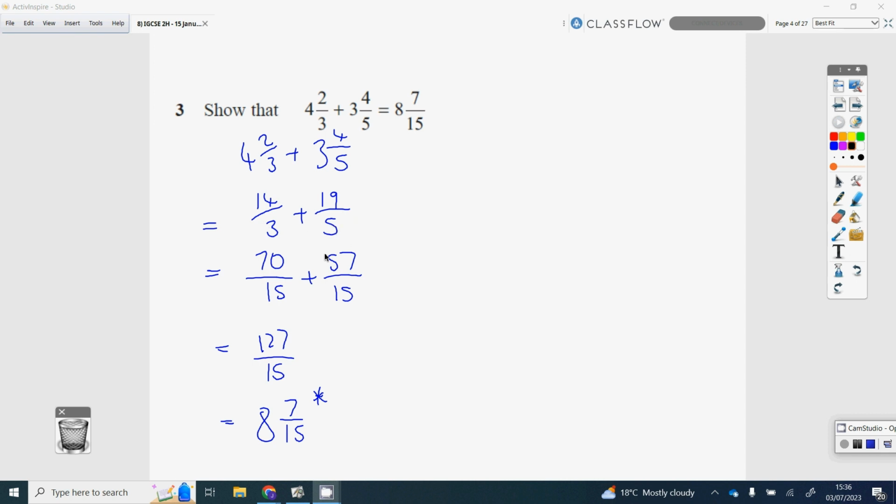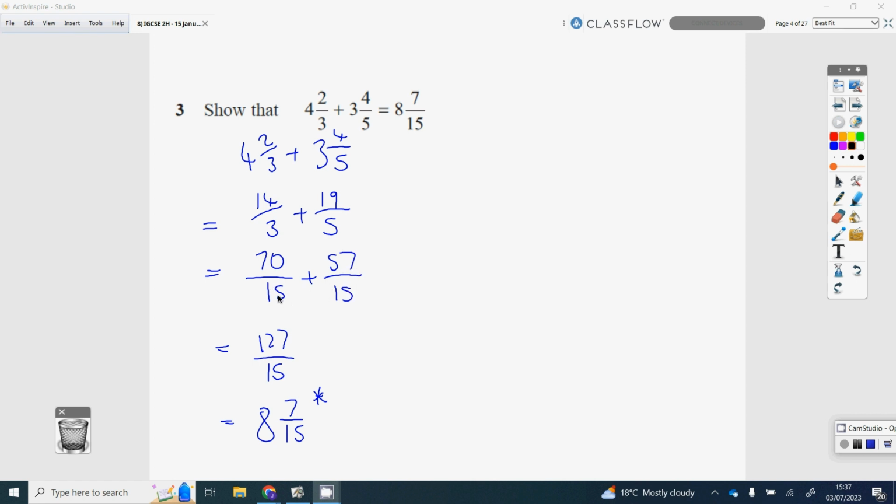Now, once you've got them as top-heavy fractions, improper fractions, you need a common denominator. The easiest one to have here is 15, 3 fives are 15. So 15 as your denominator. Now, how did I convert from a denominator of 3 to a denominator of 15? I've timesed by 5. So to keep the fraction equivalent, you've also got to multiply the numerator by 5. 14 times 5 is 70. Then repeat for the 19 over 5. 5 times 3 is 15, so 19 times 3 is 57.